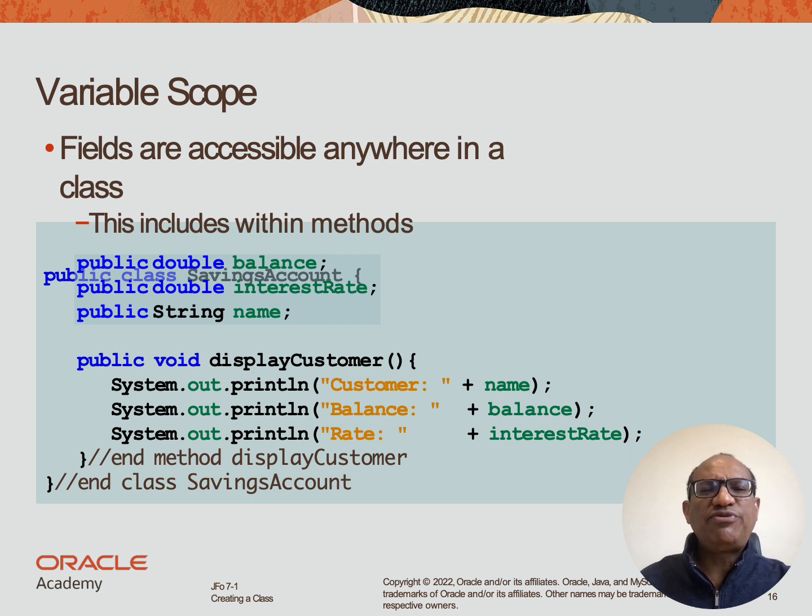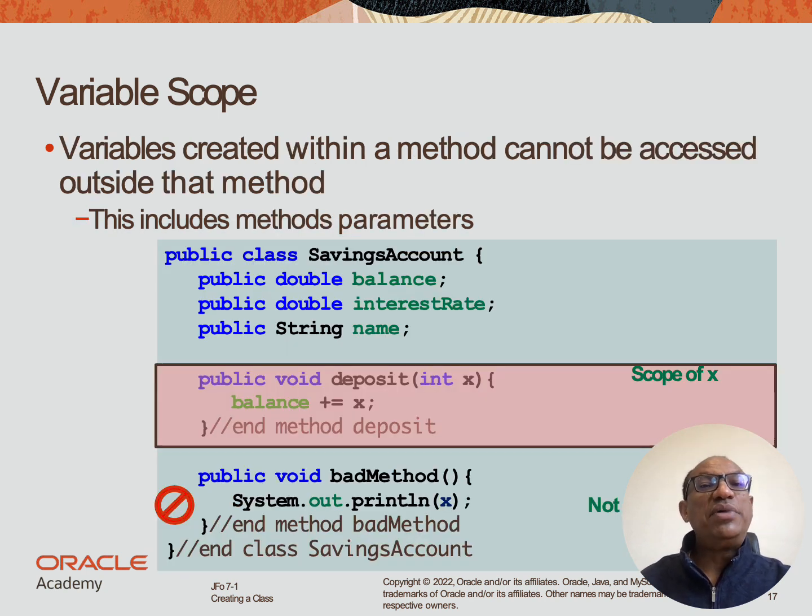Now, let's talk about scope. Fields can be accessed from any method inside the class, like System.out.println of name concatenated with the balance value. No problem, fields are like global variables for the class. But method variables, they live and die in their method. For example, the variable declared inside the deposit method cannot be accessed inside the bad method. This is why scope matters.